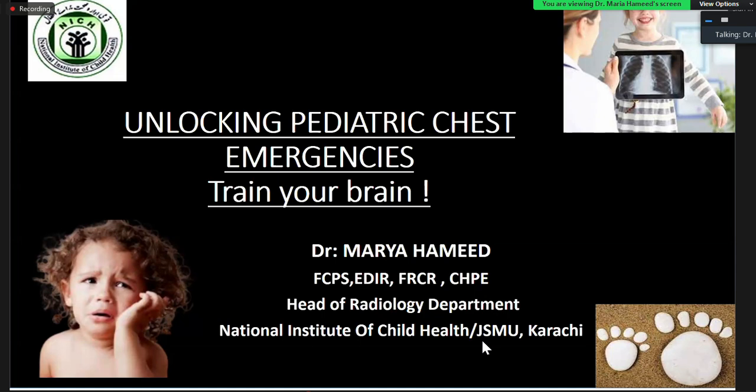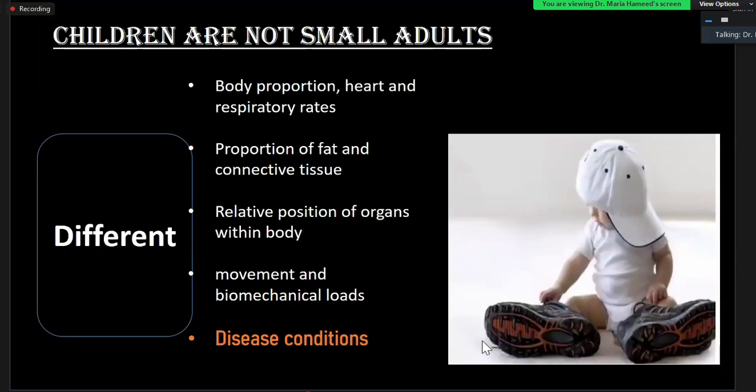And before starting my talk, I just want to say a few words regarding children: that children are not small adults, they are different. And why? Because they have so many different kinds of tissue proportions, they have different heart and respiratory rates, and many of the people who are doing adult radiography or adult radiology find peds a very difficult subject.